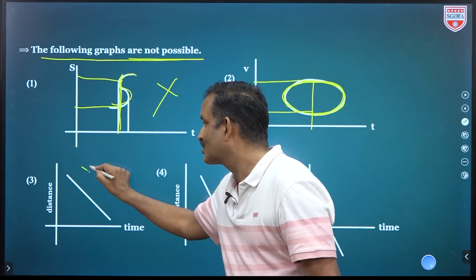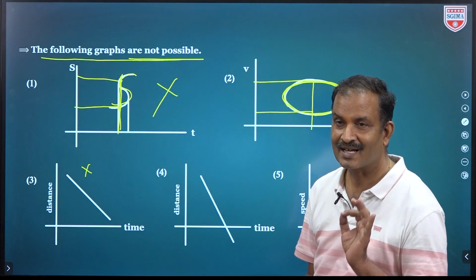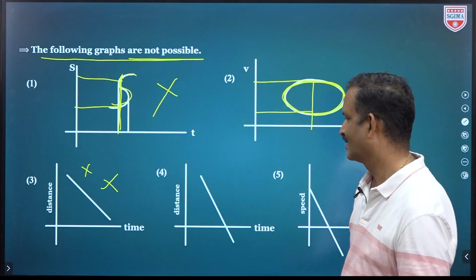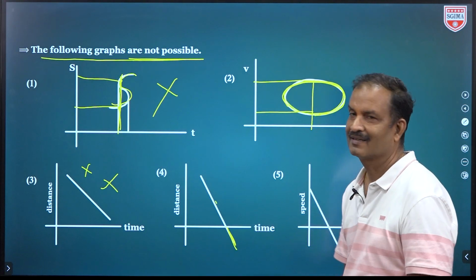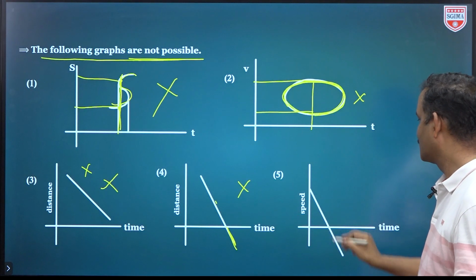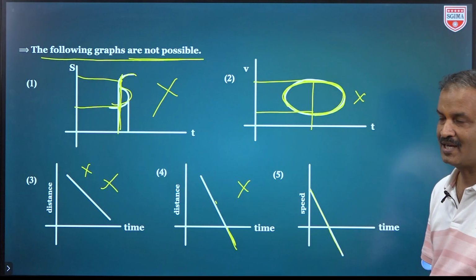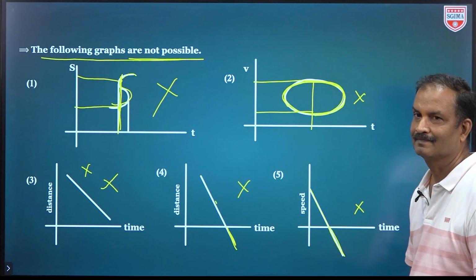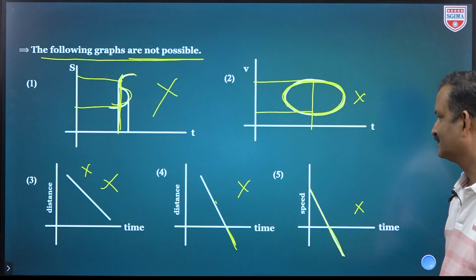Distance time graph, this is also not possible. Why is this distance time graph not possible? Distance never decreases. Distance always increases. This graph is not possible. In a distance time graph, distance is never negative and never decreasing. This graph is not possible. Speed is always positive. Speed never negative. Speed may decrease, but never negative. This type of graph is not possible because speed is distance by time. Speed is always positive.